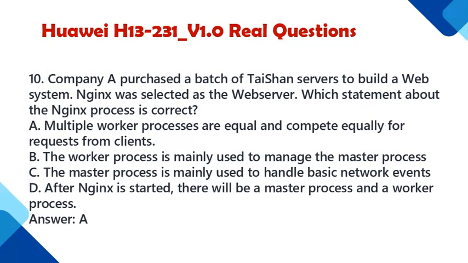10. Company A purchased a batch of Taishan servers to build a web system. Nginx was selected as the web server. Which statement about the Nginx process is correct? A. Multiple worker processes are equal and compete equally for requests from clients. B. The worker process is mainly used to manage the master process. C. The master process is mainly used to handle basic network events. D. After Nginx is started, there will be a master process and a worker process. Answer. A.